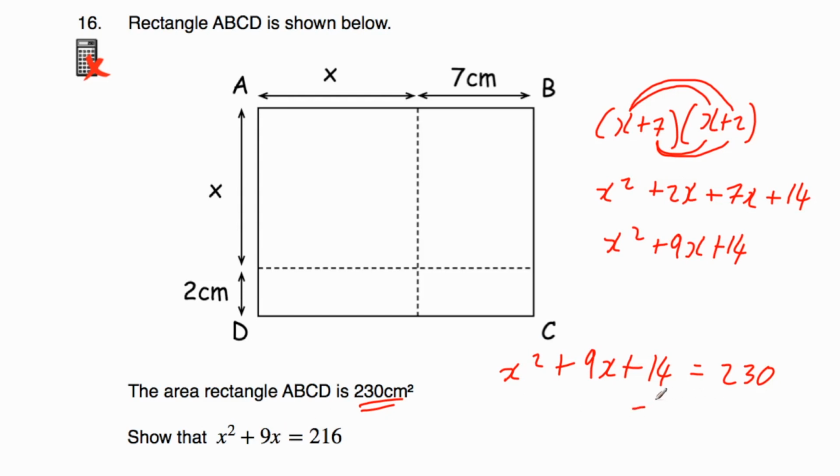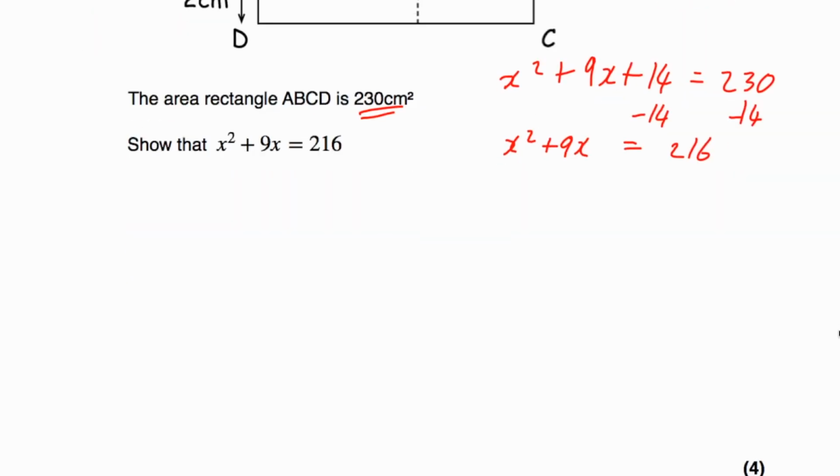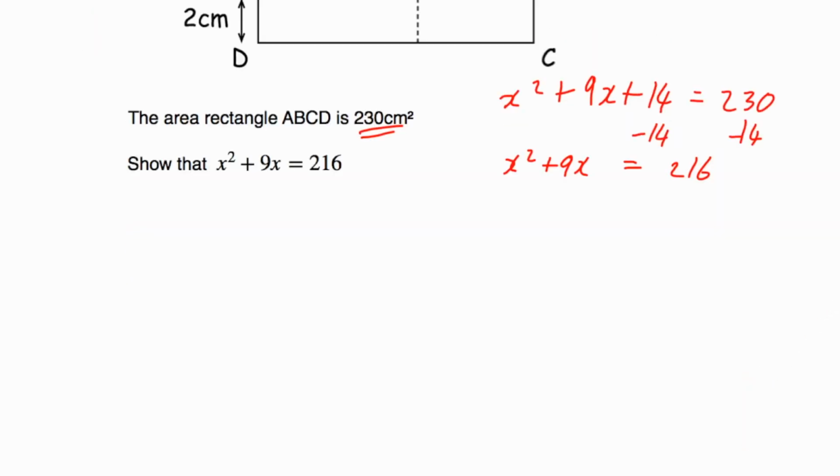So if we take away 14 from both sides of this equation, on the left hand side we'd have x squared plus 9x, and we took away 14 to get rid of the plus 14, so it'd just be x squared plus 9x. And on the right hand side of the equation, we had 230, and we took away 14, so that'd be 216. And that's what we were asked to show. So we've shown what we were asked to show in the question. And if we just scroll down, that's us done. So we've been asked to show that, and we've done that.